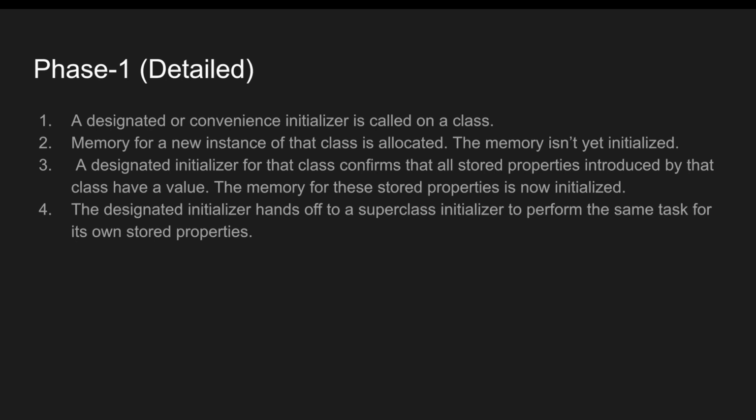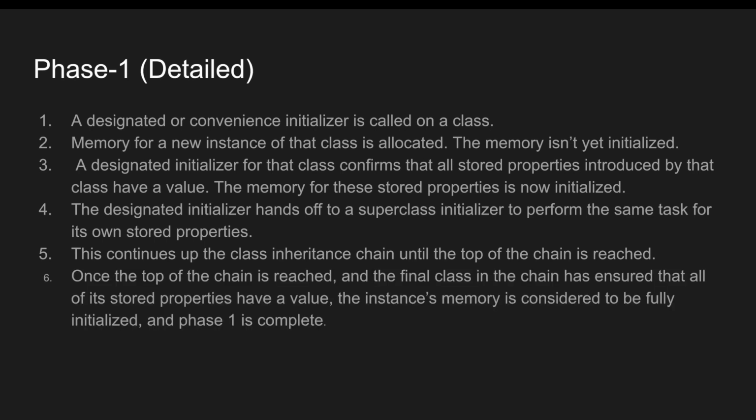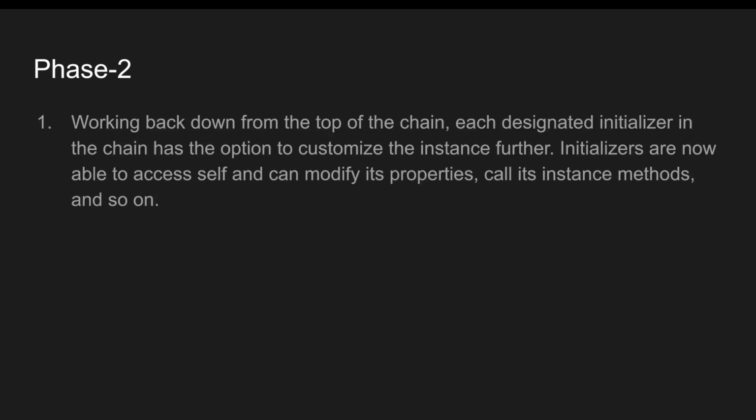What we have seen in pictorial form in the previous slides. Now as step number 5, once the superclass and subclass are initialized, this process continues up the class inheritance chain until the top of the chain is reached. Each superclass will initialize its own variables. After that, point number 6: once the top of the chain is reached, the final class in the chain has ensured that all of its stored properties have a value. The instance memory is considered to be fully initialized. So each delegates up and its remaining members are initialized, and in phase number 1, all of the memory is initialized.